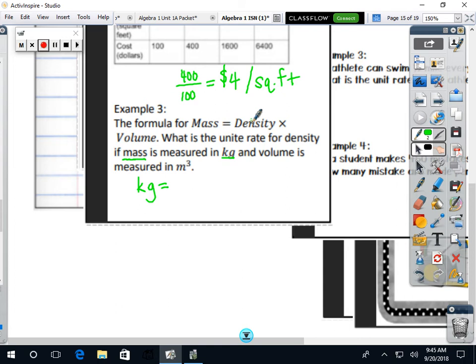Did they? No, they want us to figure out the unit rate for density, so we don't know what it is. We just leave it D for density. And then times volume, which they told us is measured in m cubed. Okay, but now to figure out the unit rate for density, you would need to get density by itself. How can you get this D by itself?